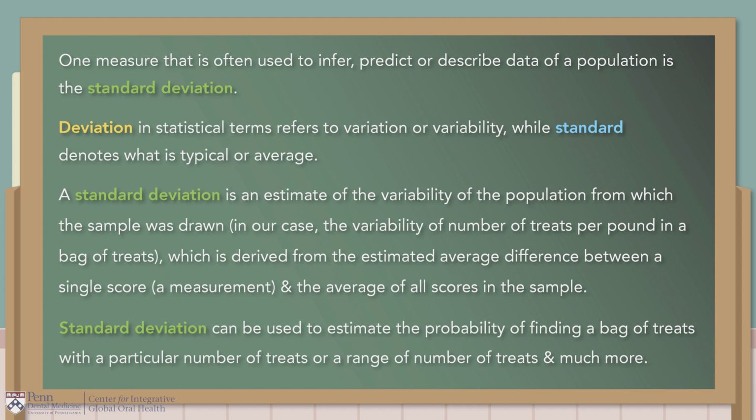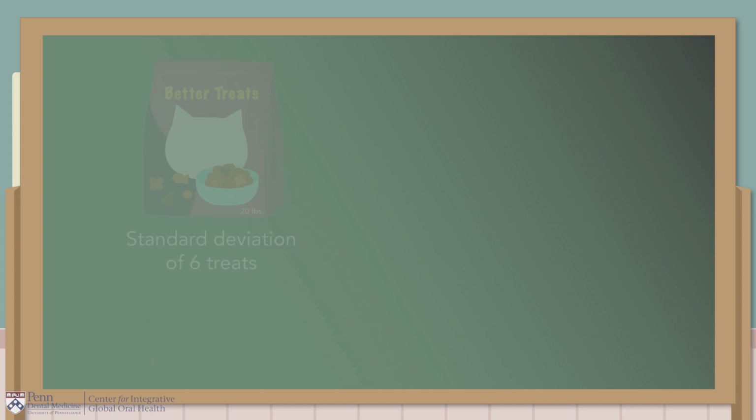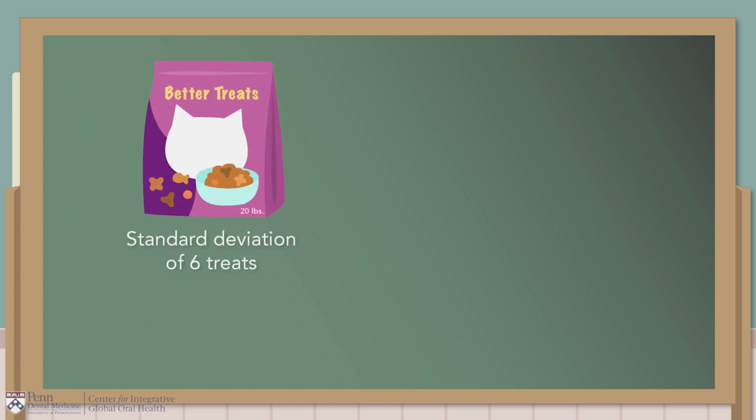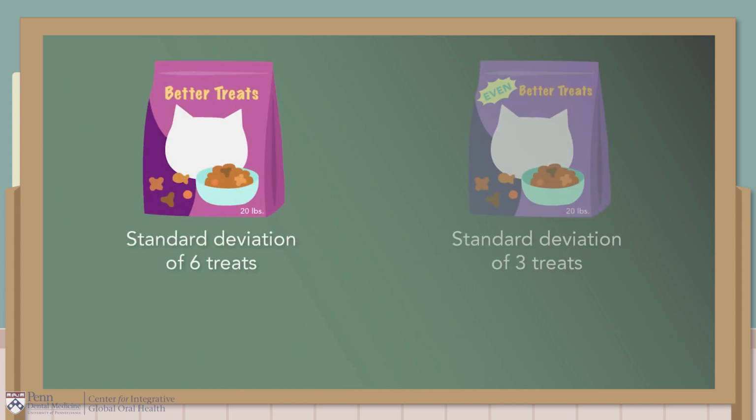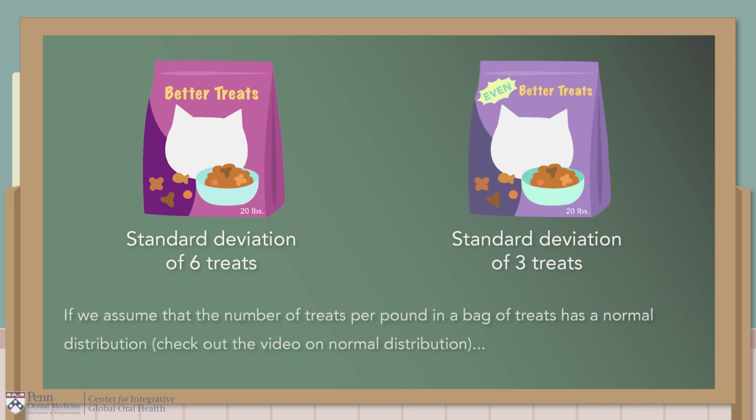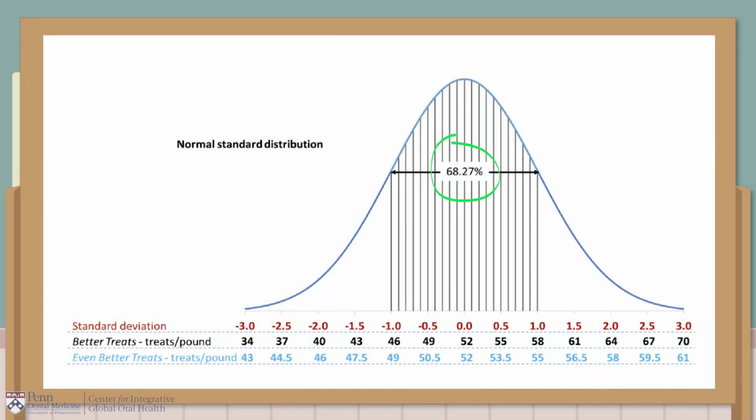The standard deviation can be used to estimate the probability of finding a bag of treats with a particular number of treats or a range of number of treats, and much more. In our case, Better Treats had a standard deviation of 6 treats, and Even Better Treats had a standard deviation of 3 treats. If we assume that the number of treats per pound in a bag of treats has a normal distribution, remember the normal distribution video?